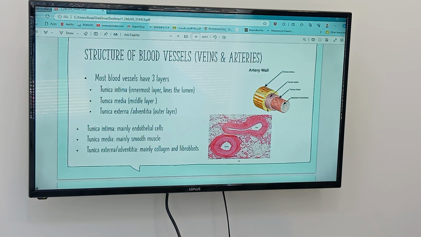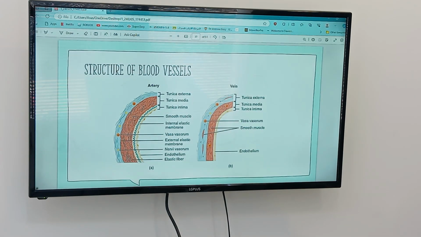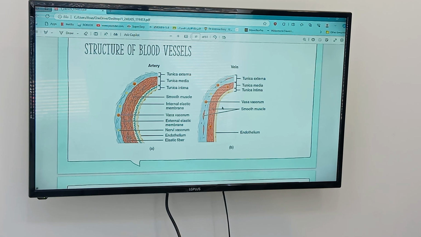It is made of collagen and fibroblasts, which gives its elasticity. Structure of blood vessels: we can see the comparison between vein and artery. The transection between vein and artery, tunica externa.